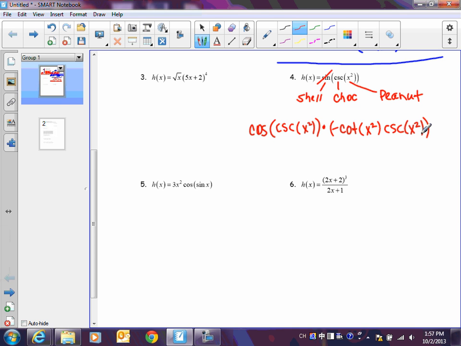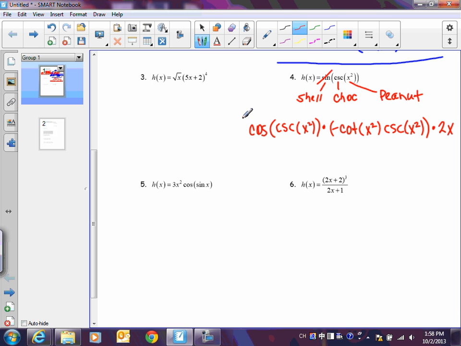Okay, so all the chocolate melted off. We resisted crunching down until there's no chocolate left. Now all you have is the peanut, and unless you want to wait a really long time, you can go ahead and chew up the peanut. All right, and so when we chew up the peanut, what is that? 2x. We take the derivative of the peanut.